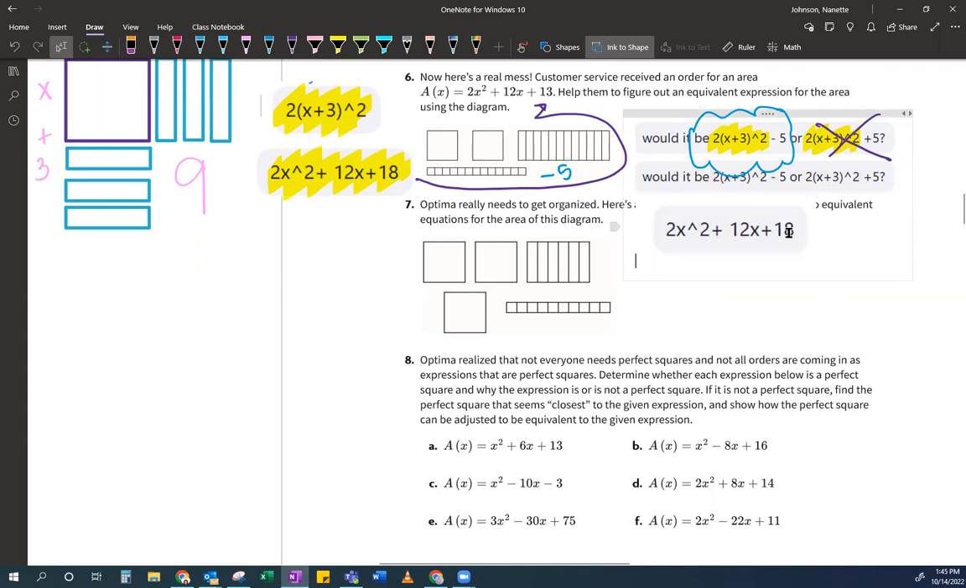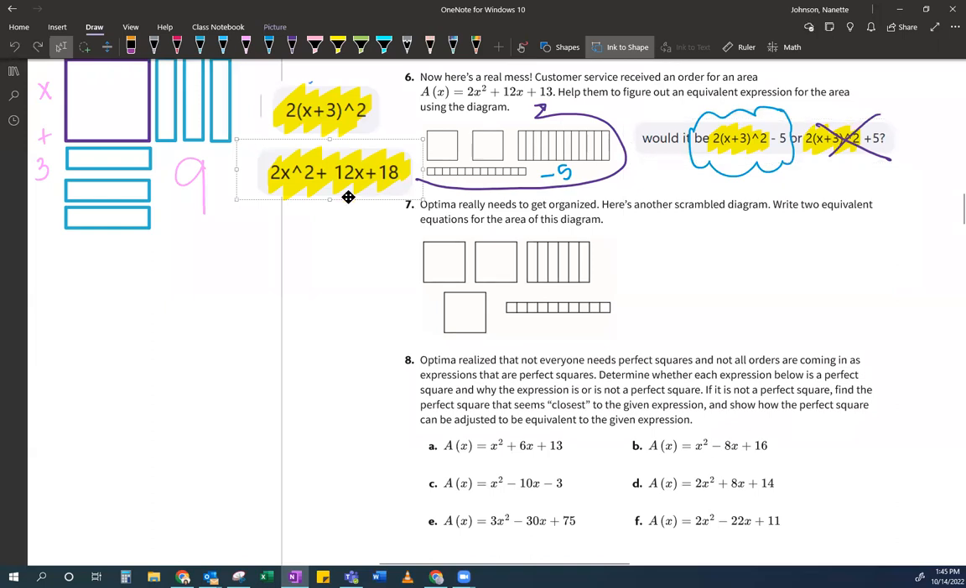Wait, why did it do that? That's interesting. Okay. Oh, I see why it did that.